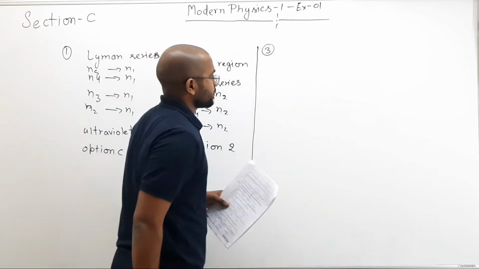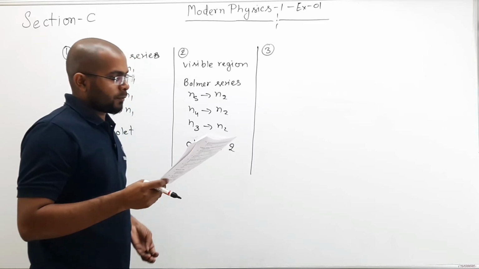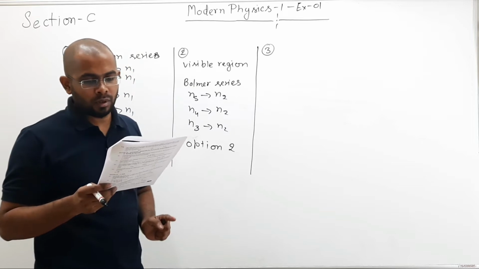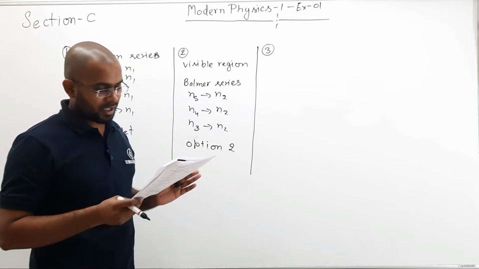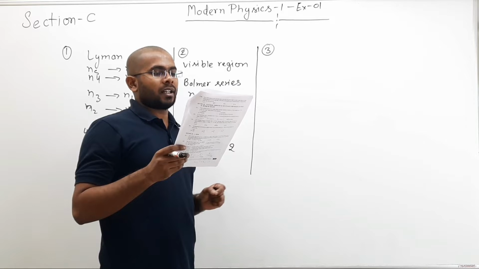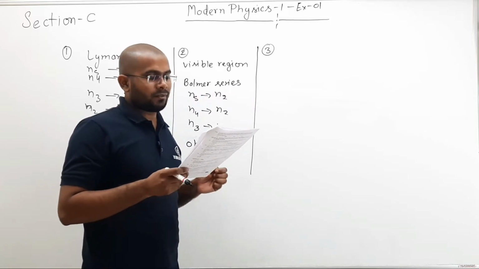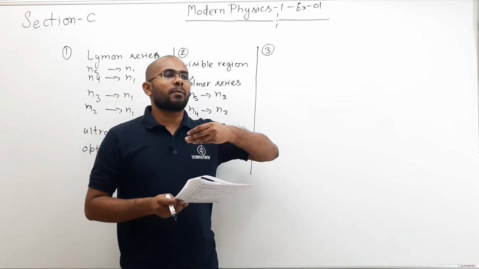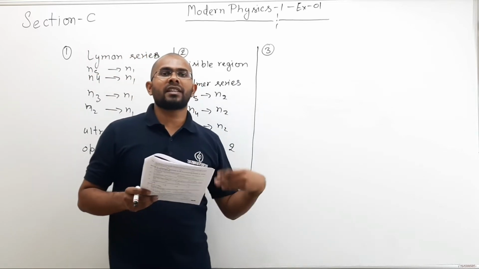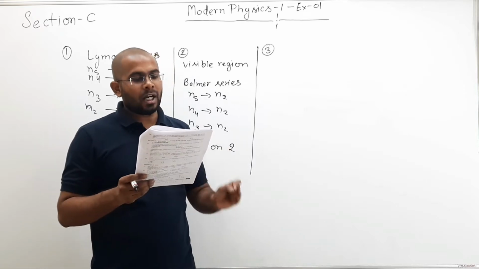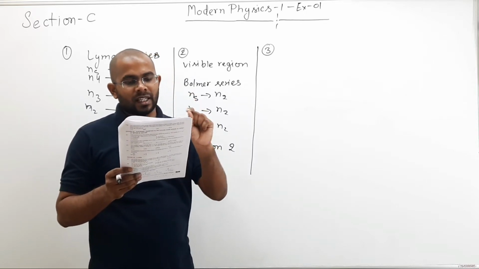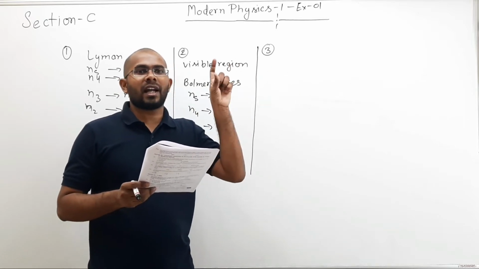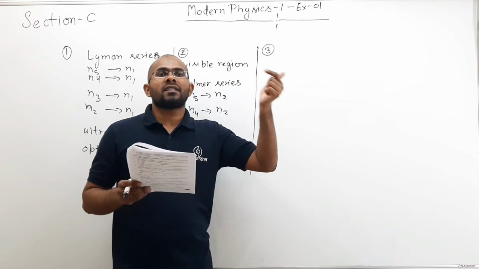Question number 3. Rutherford's alpha particle experiment shows that most of the alpha particles pass through almost unscattered. We have already studied this. While some are scattered through large angles. What information does it give about the structure of atom? So most of the alpha particles pass unscattered, meaning there is a lot of empty space. Some of the very small alpha particles are scattered through large angles, meaning all the mass is concentrated at a point, and that point has positive charge.